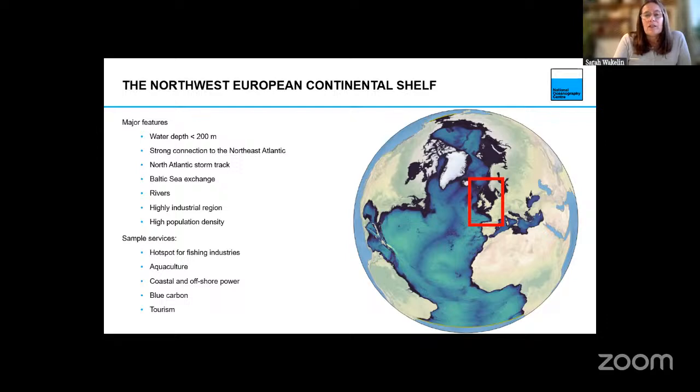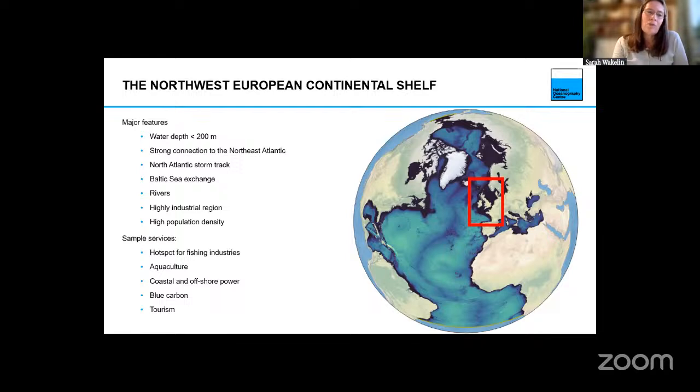One of the important things is the exchange with the Baltic Sea, and as in many of these coastal regions and coastal seas, it's highly dependent on the rivers coming from land, bringing fresh water and other things. The whole area is a highly industrial region with high population densities, which has an impact on the ocean through things like wastewater discharge and industrial deposition into the ocean. So it's a well-used part of the ocean.